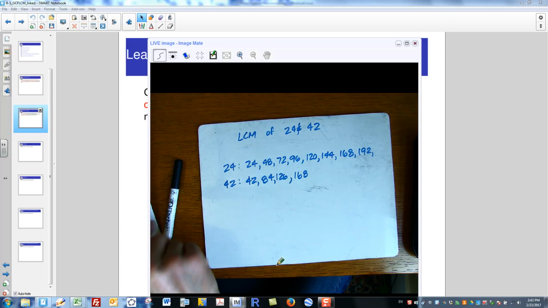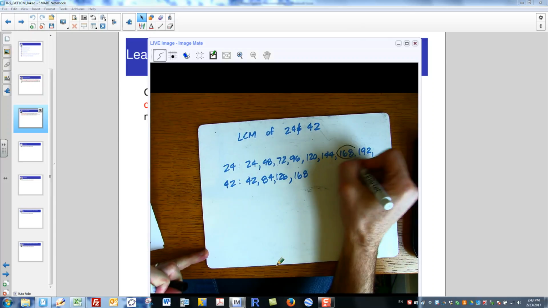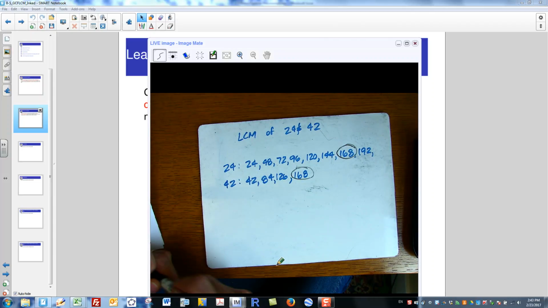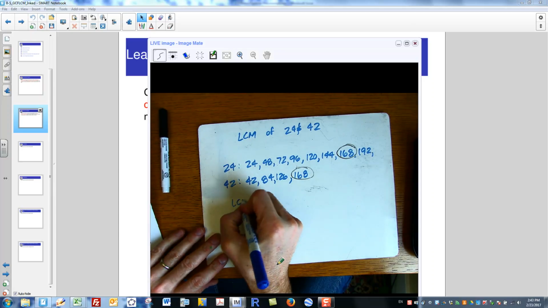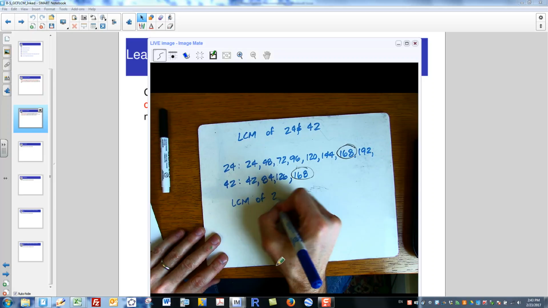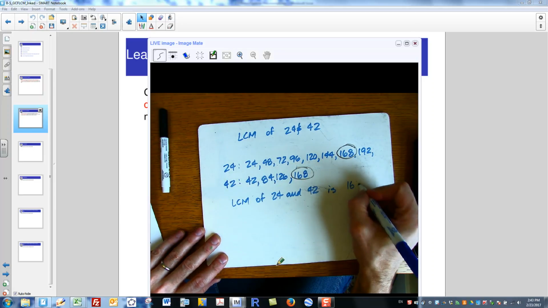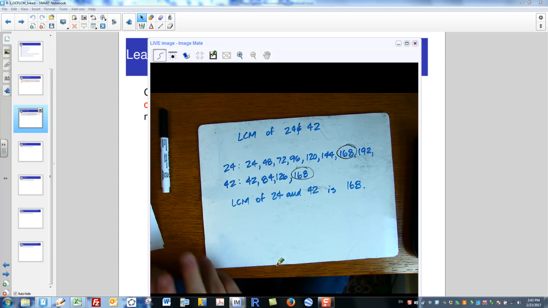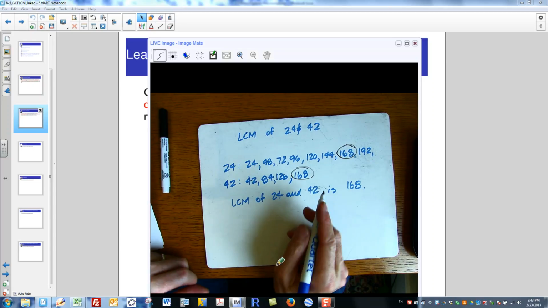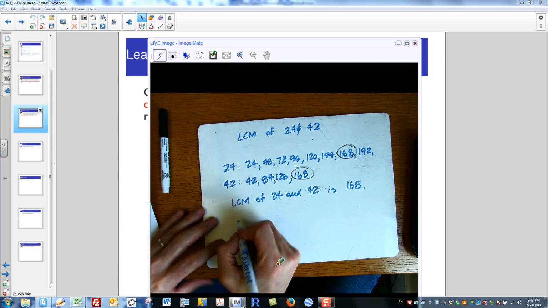So it turns out that 168 is the least multiple that's in both lists. And so we can say that the LCM of 24 and 42 is 168. And you're asking again, well, so what, Roscoe? When will I ever use this? Well, where you would use this is, again, in a fraction setting.